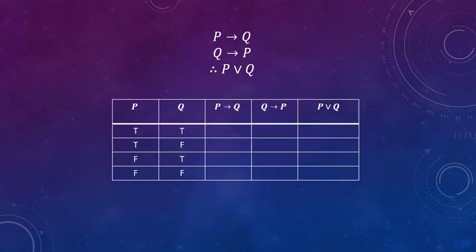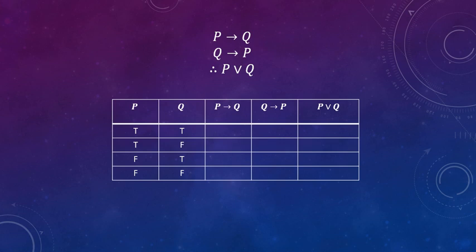This is another case where we have two hypotheses and then our conclusion. This time the hypotheses are P implies Q as well as Q implies P, and our conclusion is P or Q. We're again going to fill out this truth table to see if this is a valid argument or not. And actually what I'm going to let you do at this point is pause the video here and try this on your own. Try to figure out on your own if this is a valid argument or not.